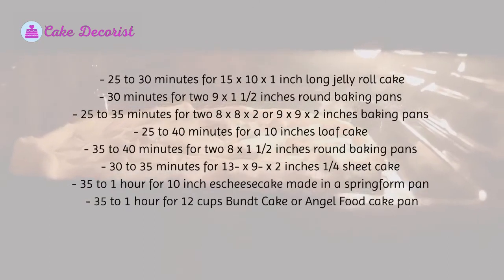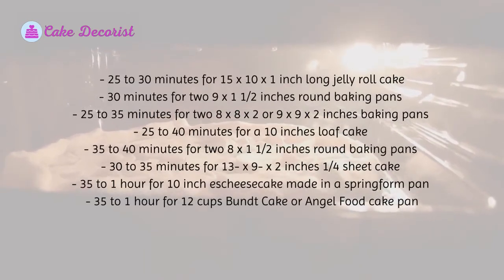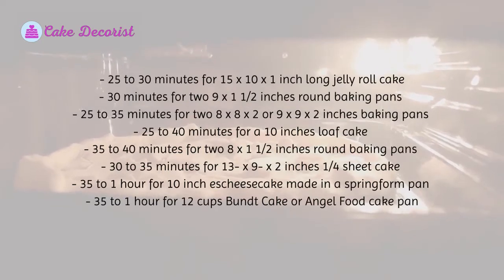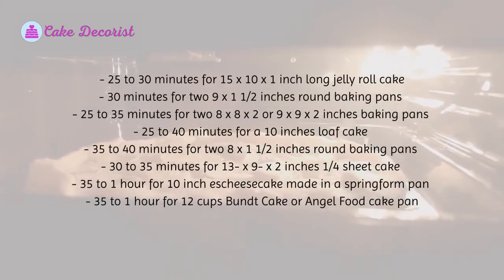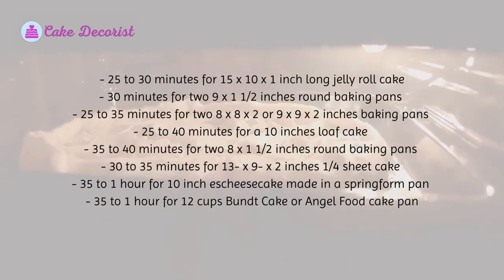30 to 35 minutes for a 13 by 9 by 2 inch quarter sheet cake. 35 minutes to 1 hour for a 10 inch cheesecake made in a springform pan. 35 minutes to 1 hour for a 12 cup bundt cake or angel food cake pan.